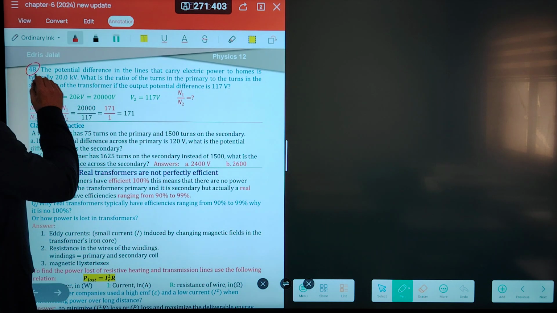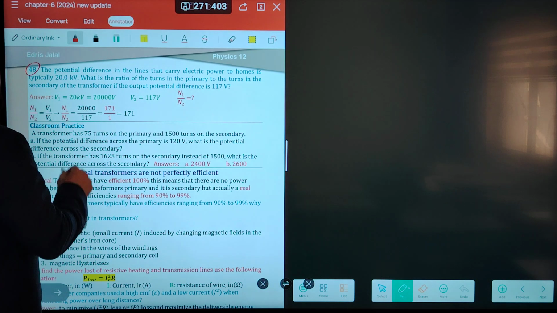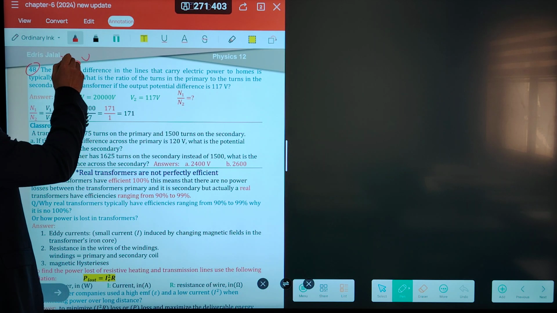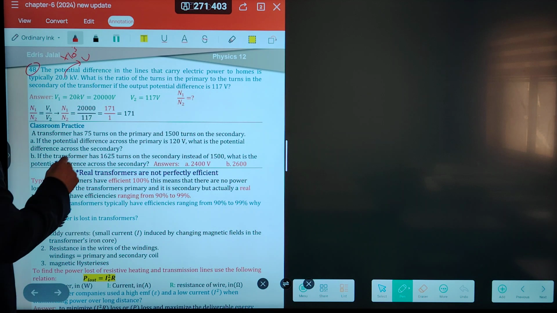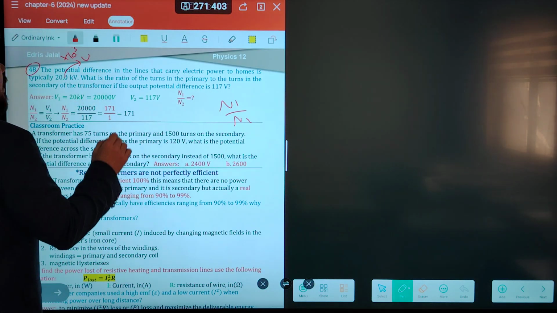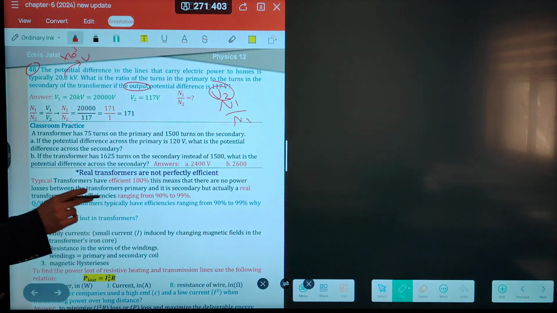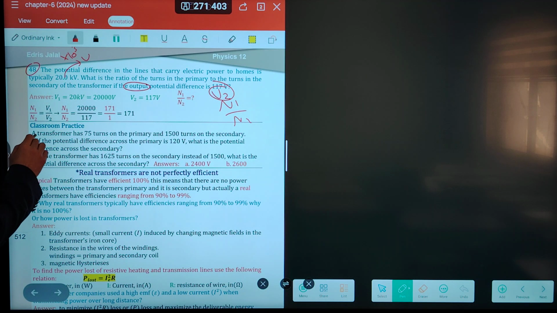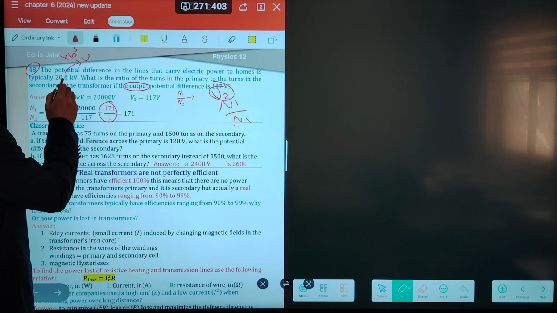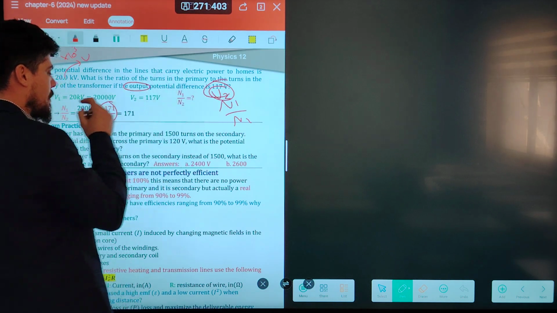The last question: the potential difference in the lines that carry electric power to homes is typically 20 kilovolt. Convert to volt, multiply by 10 to the power 3, or thousands. What is the ratio of the turns in the primary, N1 over N2, if the output potential difference is given? What do you mean by output? This is not output, output is V2. What is unknown? N1 over N2 is unknown. This becomes V1 and this potential becomes V2.